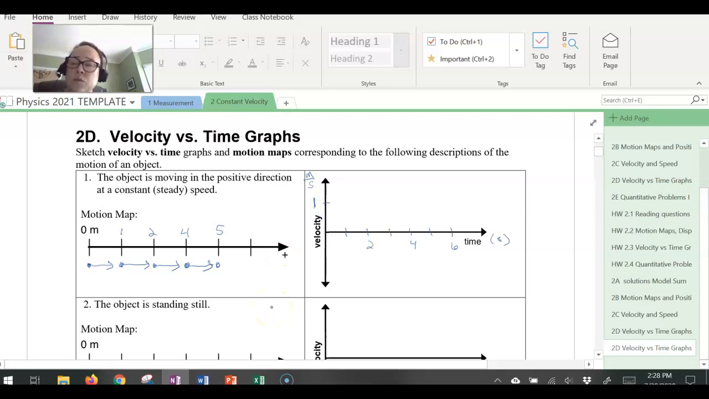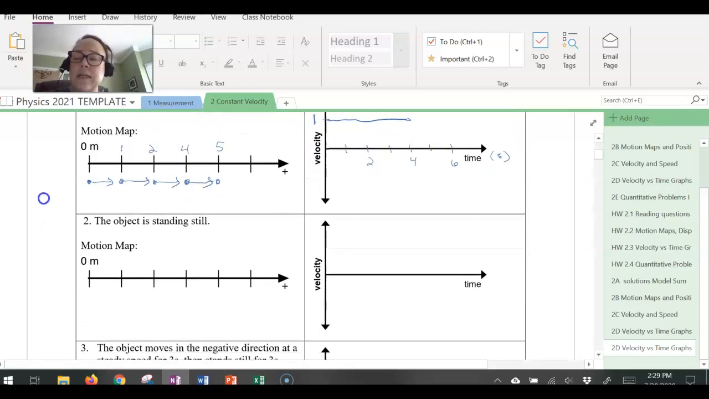So this object is moving at a constant velocity of 1 meter per second. That literally means as each second passes, it moves 1 meter. And it does that for 4 seconds. So I'm showing the velocity versus time graph is a horizontal line at 1 meter per second, and it goes from time 0 to time 4. So this is important. When the velocity is constant, the velocity versus time graph is shaped like a horizontal line.